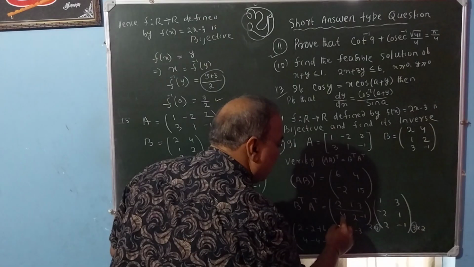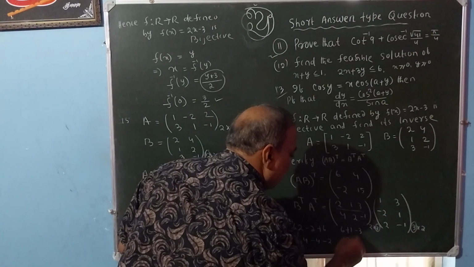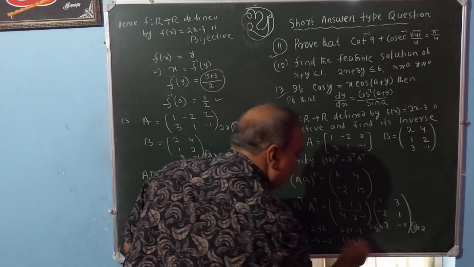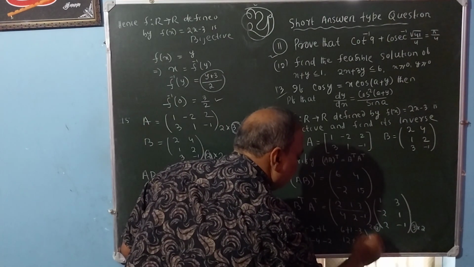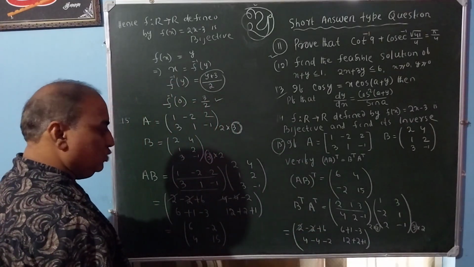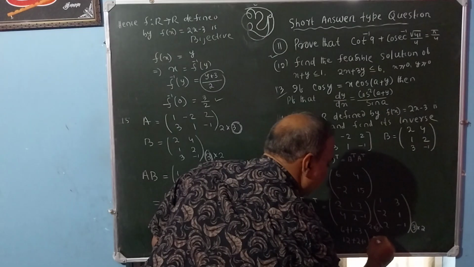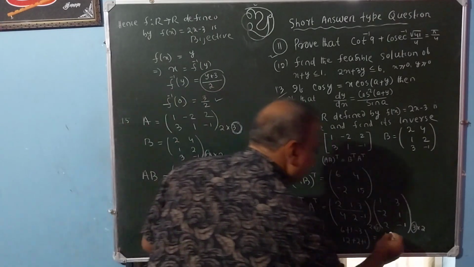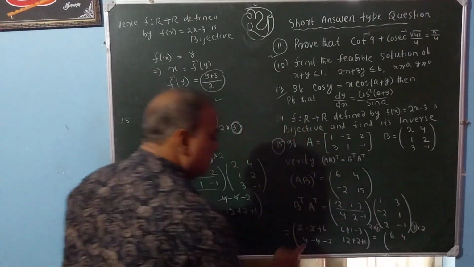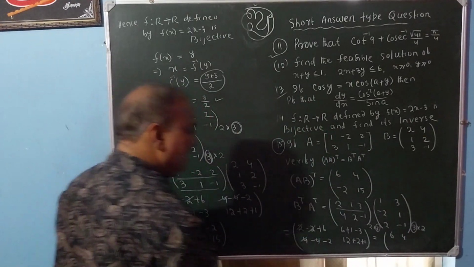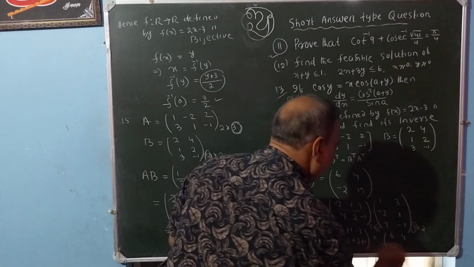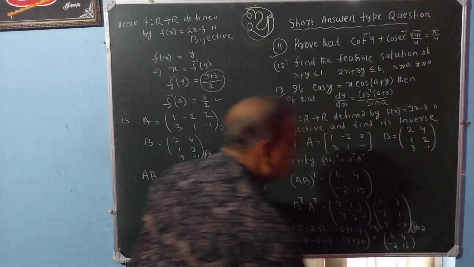Then second row, second column. 4 into 3, it is 12. 2 into 2, it is 4, minus 1 into 1, it is plus 1. Okay, 2 minus 2 is cancelled. 2 minus 2 is cancelled. So we get 6. Here it is 6 plus 1, 7. Minus 3 is 4. 4 minus 4 cancel, that is minus 2. Here it is 15.